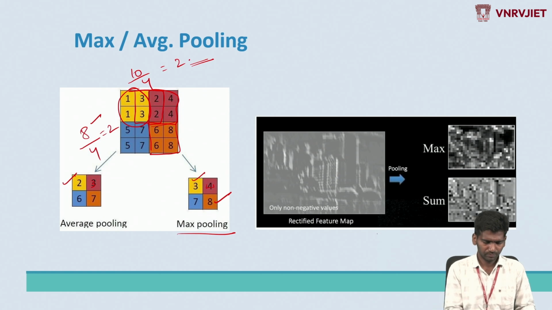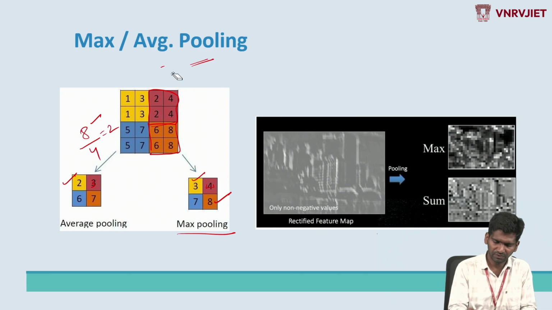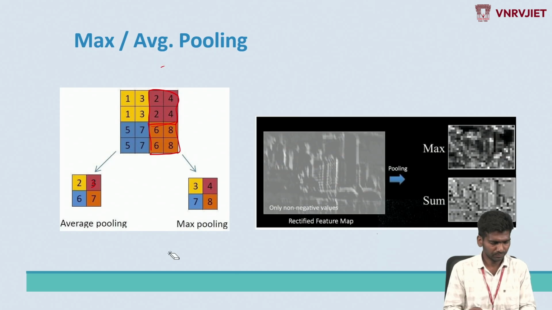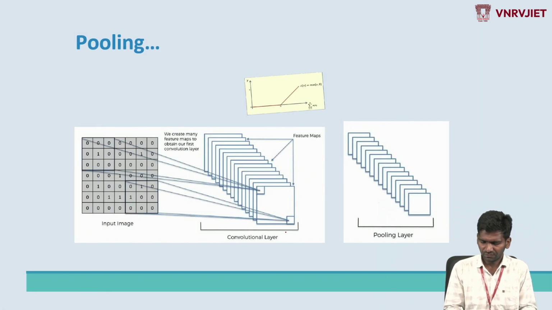So the next step is flattening. What is flattening? Converting all the pooled feature maps into one dimension. This is pooling, the first step, and this is the second step. So we have reduced the features. There may be more features in the convolutional layer, but the important ones we are taking by applying the pooling layer, and we are getting these feature maps. We have applied ReLU in between.